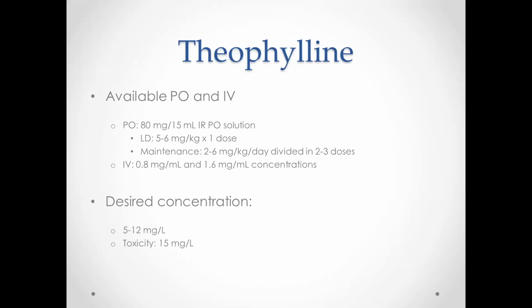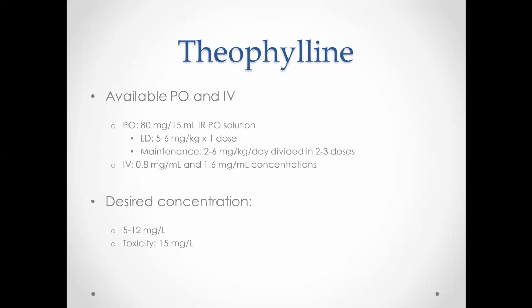Theophylline is the alternative medication that you can use for apnea of prematurity. It's available orally as well as intravenously. The oral dosing is listed here at 80 mg per 15 mL, by mouth. It's a solution. You do a loading dose of 5 to 6 mg per kg for one dose, and you have a maintenance dose of 2 to 6 mg per kg per day divided into 2 to 3 doses.